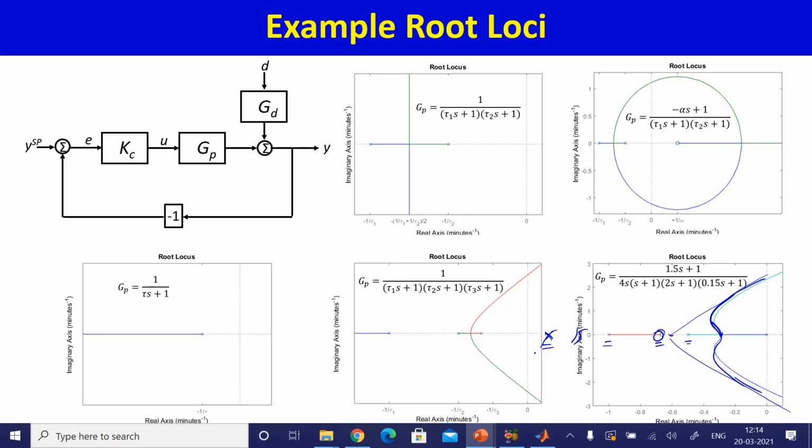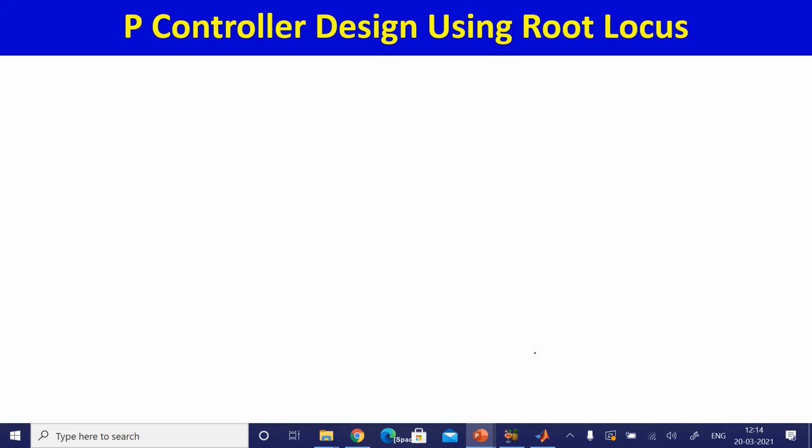Okay, so these are some example root loci that can be drawn using the rules that we have seen previously. Now, how do we use root locus for designing controllers? So let's start with the simplest problem, designing a proportional controller.